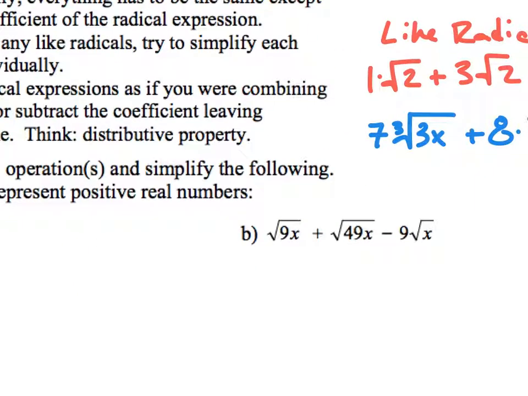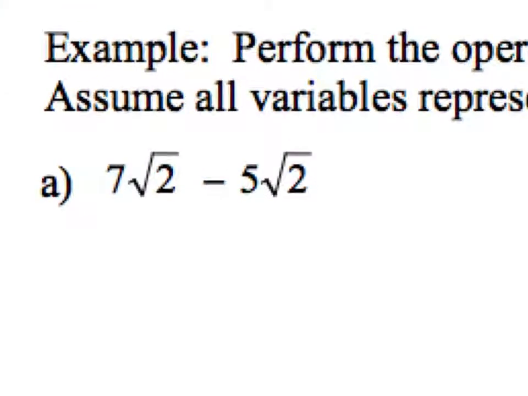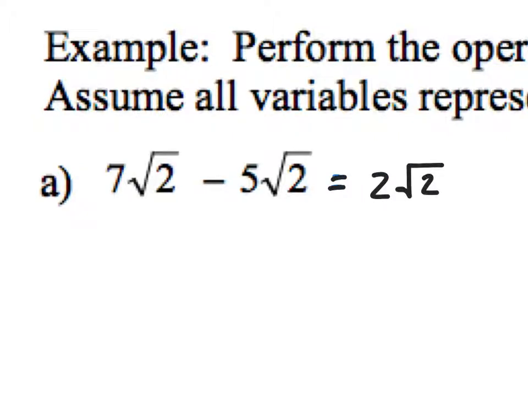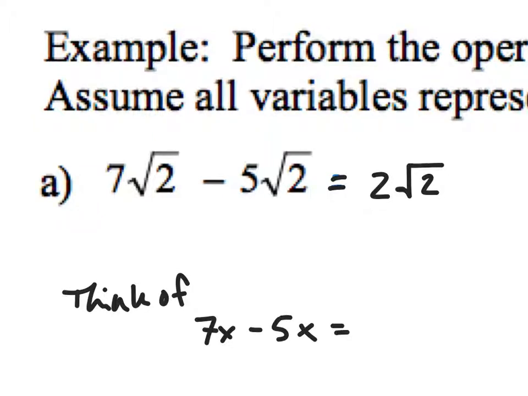But they're not always as easy. The first one's pretty easy. 7 root 2 minus 5 root 2 is just going to give me 2 root 2. 7 minus 5, keep the square root of 2. Think of 7x minus 5x. Notice how we would get 2x out of that. Same idea. If you know how to do this, apply the same concept to this, and it's pretty easy.